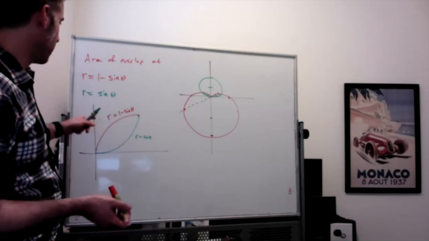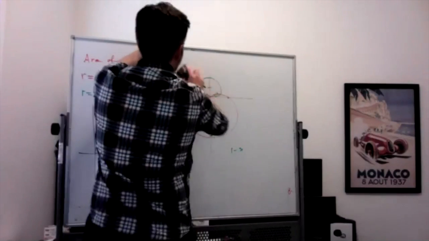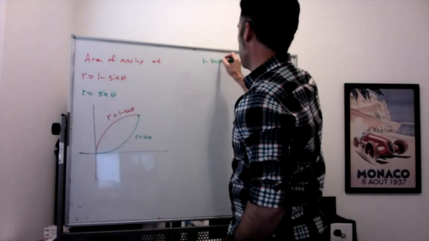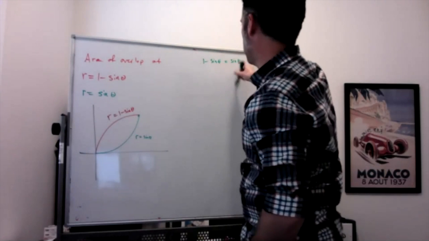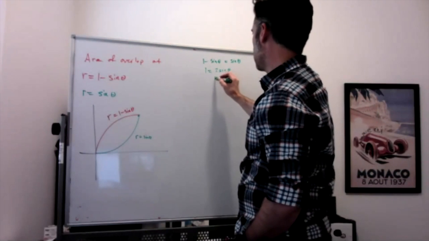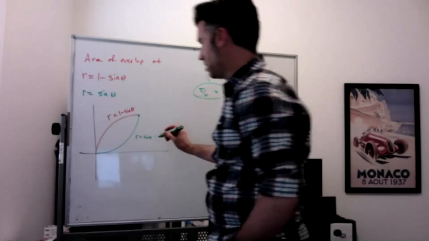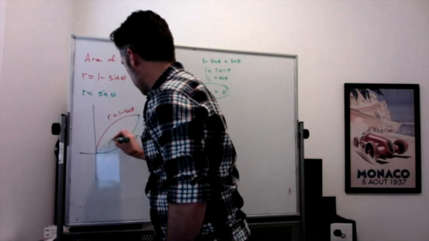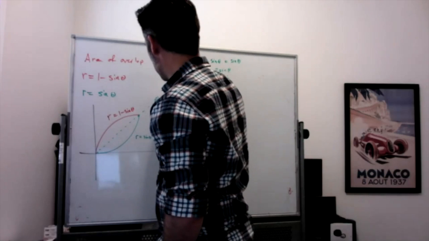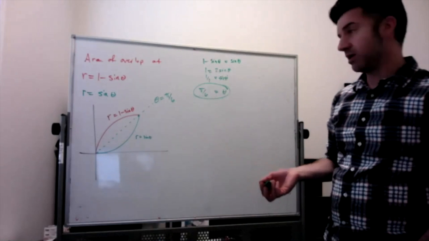So first of all, I need to find where these intersect each other. Let me erase this. I'm going to set 1 minus sine theta equal to sine theta. Add sine theta, so 1 is 2 sine theta, equals 1/2. So theta is going to be pi over 6. So this angle here is pi over 6. Then I want to find the area of each of these parts.